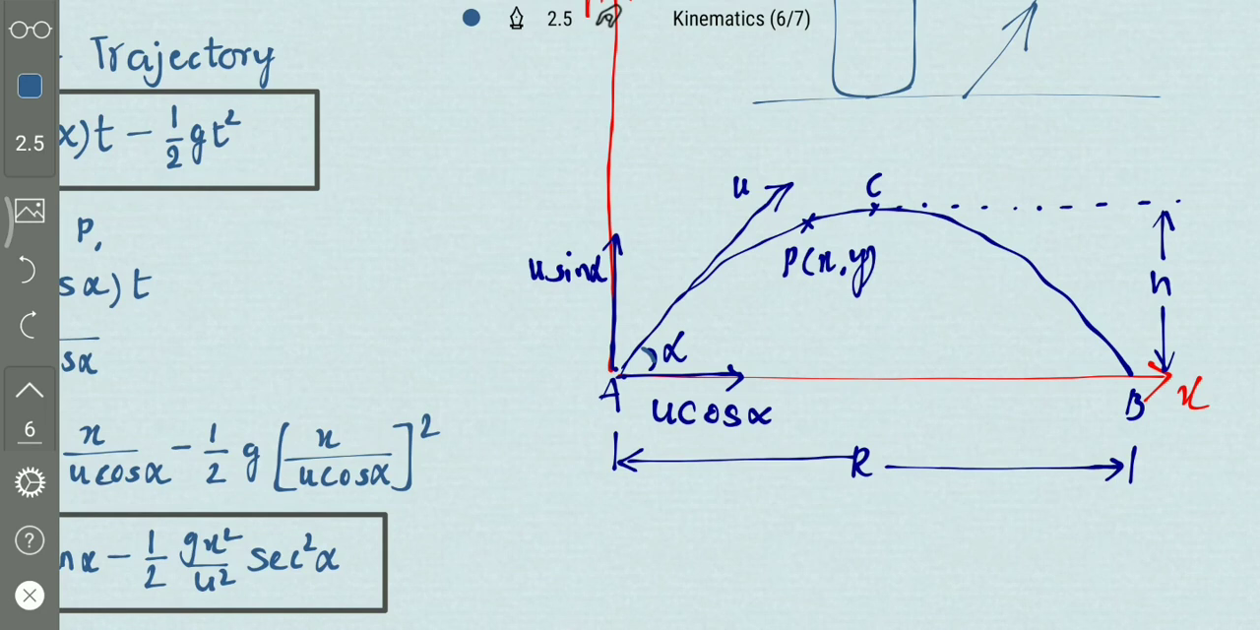And in this, the horizontal velocity is u cos alpha, and the vertical velocity is u sin alpha. Here u cos alpha will always be constant along the total path, but u sin alpha is not constant because gravitational force is acting on it. Up to here the velocity decreases, and from here to here the velocity increases.